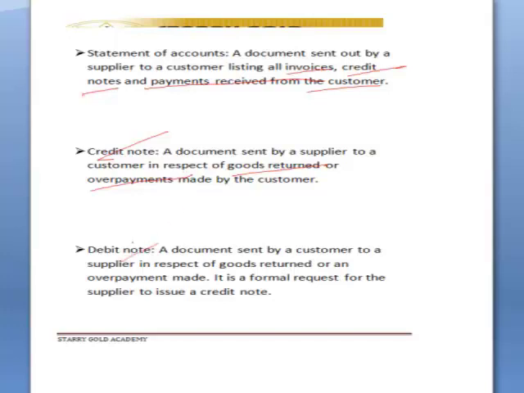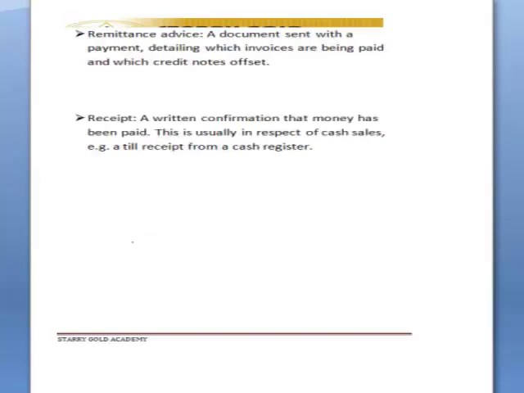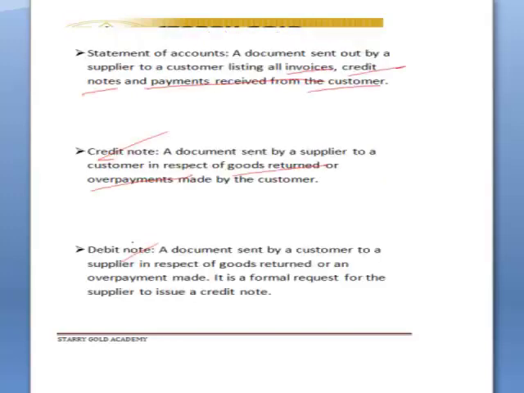A debit note is a direct opposite of a credit note. A debit note is a document sent by the customer to a supplier in respect of goods returned or an overpayment made. So it is a formal request for the supplier to issue a credit note in that respect. Alternatively, a debit note is also issued by a supplier to a customer for underpayment. Also take note of that.